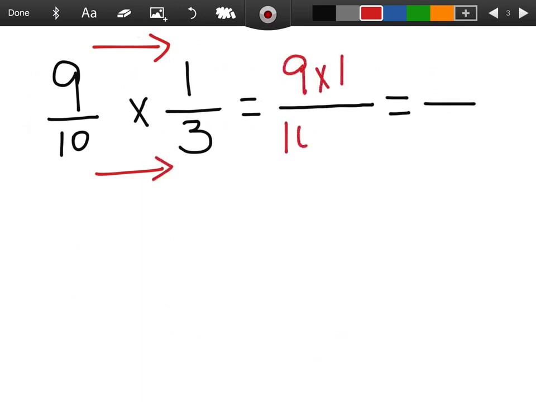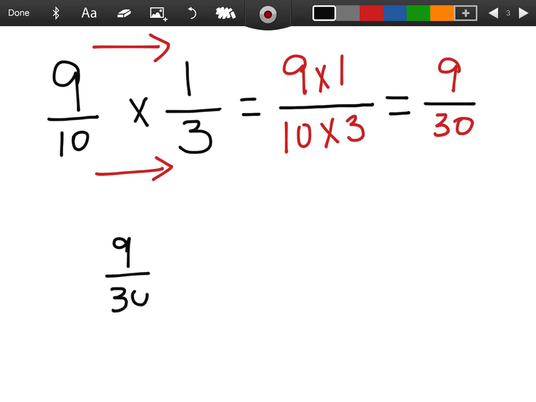Okay, let's do one more together. Okay, again, 9/10 times 1/3. I'm staying in my lane, multiplying straight across. 9 times 1, 10 times 3. Okay, 9 times 1 is 9. 10 times 3 is 30.